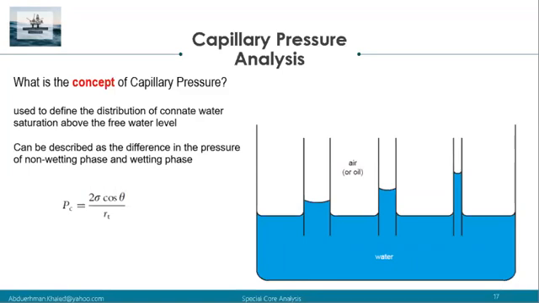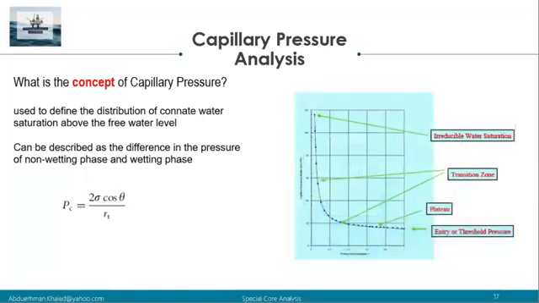So the capillary pressure is the difference between the non-wetting phase and the wetting phase, and can be estimated by this equation, which is a function of interfacial tension, and also a function of the radius of the capillary tube, and also a function of the contact angle.